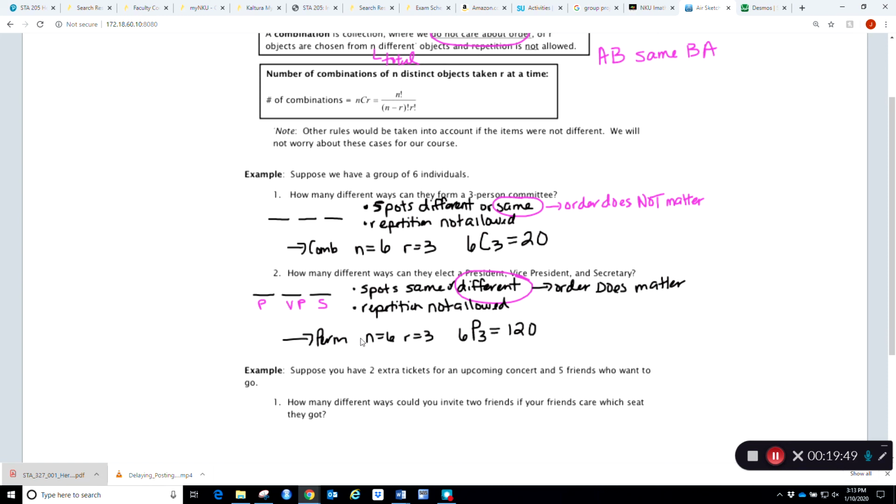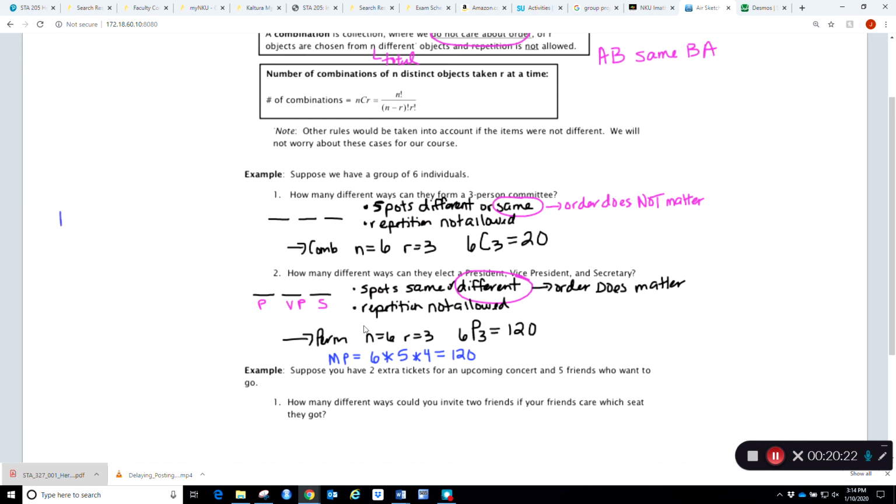Now, for this one where I did a permutation, could I have used the multiplication rule? The answer is yes. How would I have used the multiplication rule? I would say, well, 6 different people could have filled the president. Once the president is chosen, there's only 5 people left that could serve as vice president. Once both the president and vice president are chosen, there's only 4 people left that could serve as secretary. So that will give me 120.